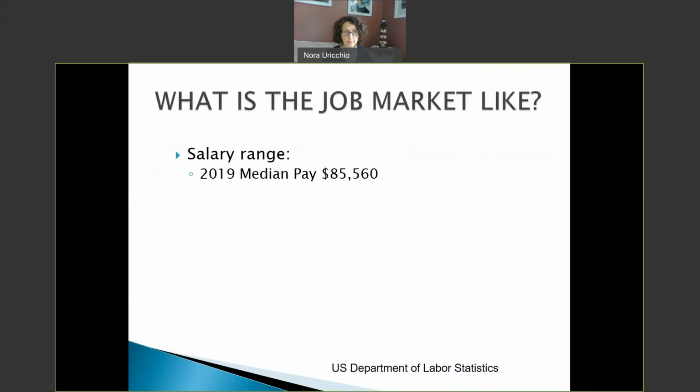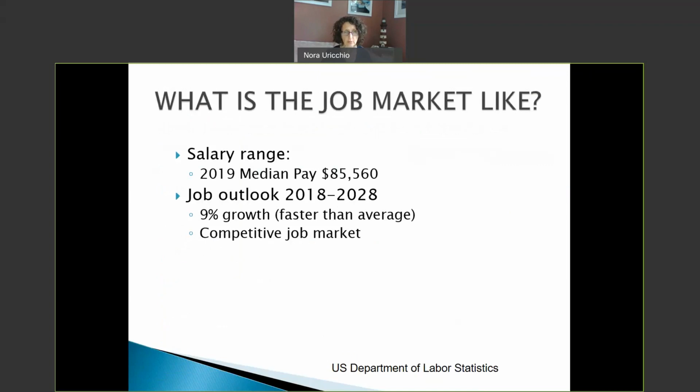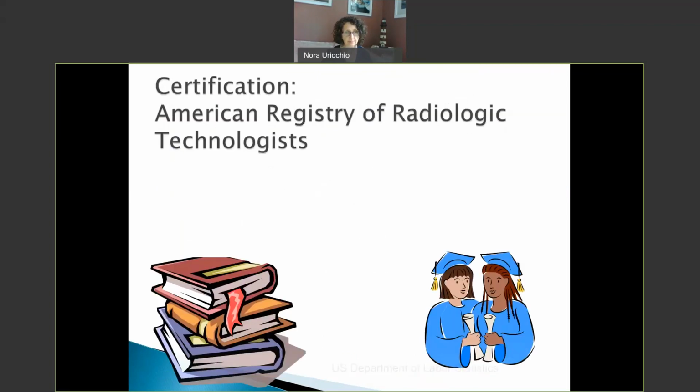So the job market, currently the U.S. Department of Labor Statistics states that the median pay is a little over $85,000. So that is not your entry pay. That's after you've been working for a few years. There is a faster than average job outlook, and it is a competitive job market.